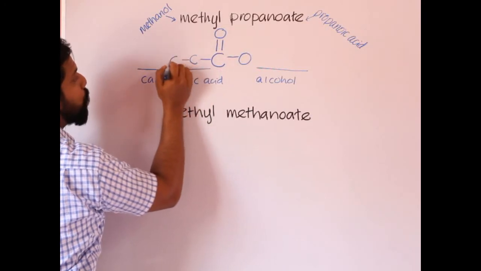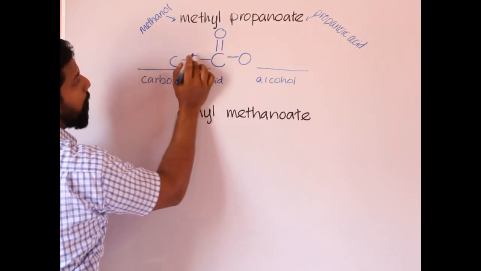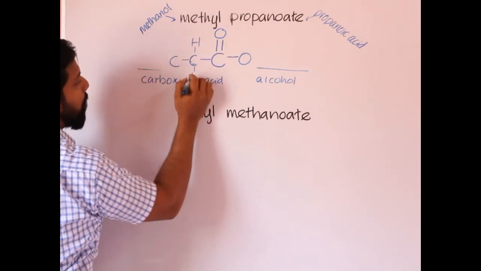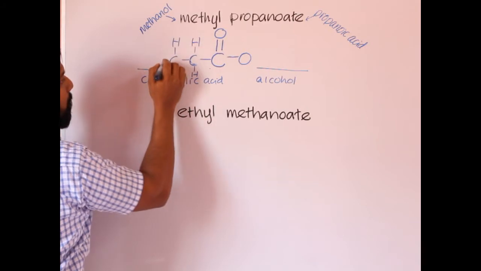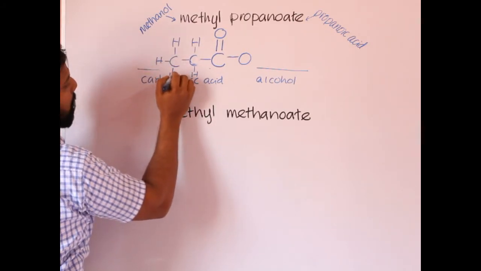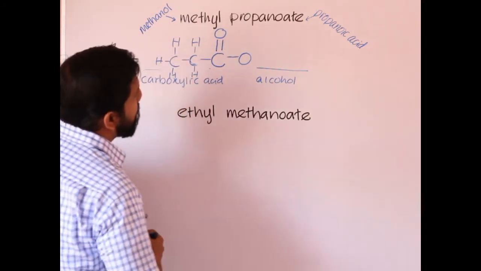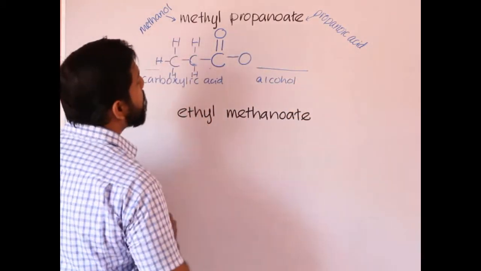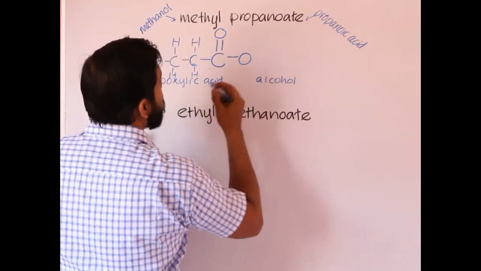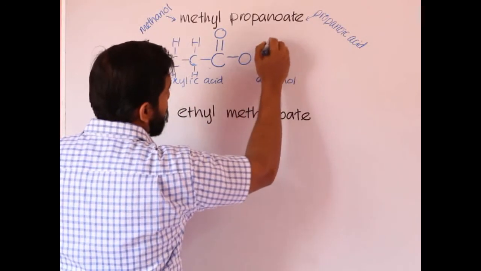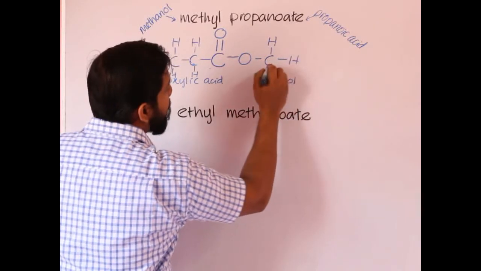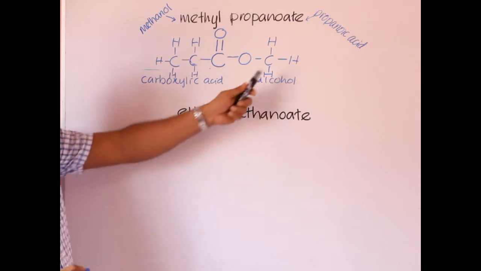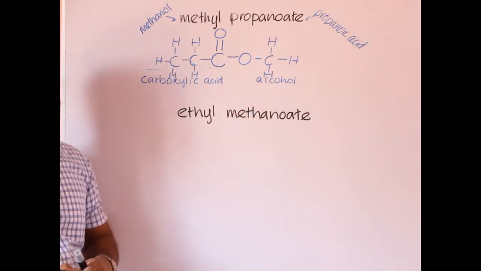So you draw 2 more. Don't forget, you have 1 carbon already. So it's going to look like this. And the alcohol side, you need to have only 1 carbon because it's methanol. So let me draw 1 carbon. Here we get your ester, methyl propanoate.